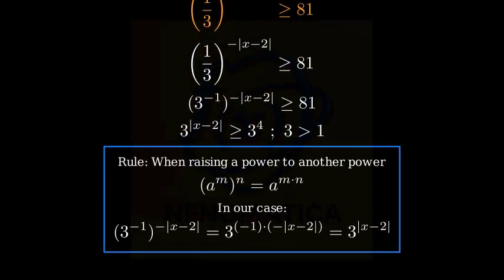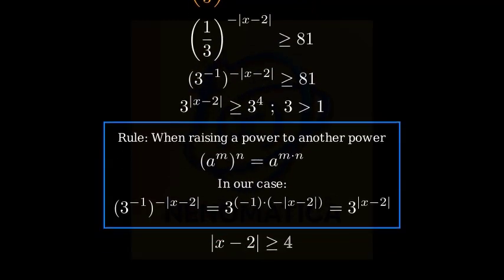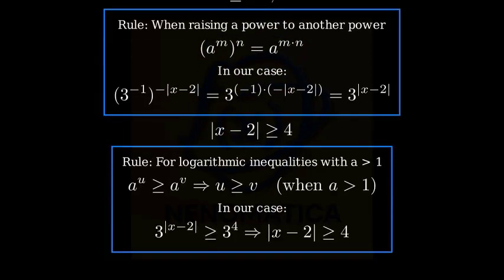Since we know that 3 is greater than 1, the inequality maintains its direction when we take logarithms of both sides. Applying the property of logarithms, we can bring down the exponents, giving us the absolute value of x minus 2 is greater than or equal to 4. Now, we need to solve the absolute value inequality.